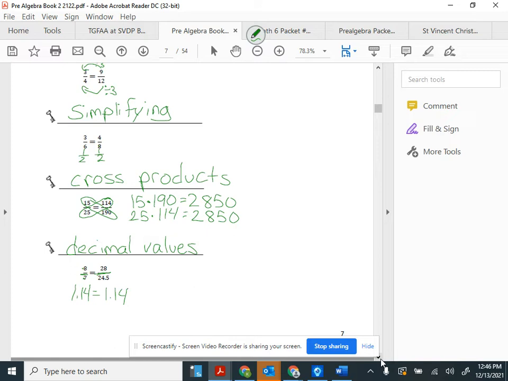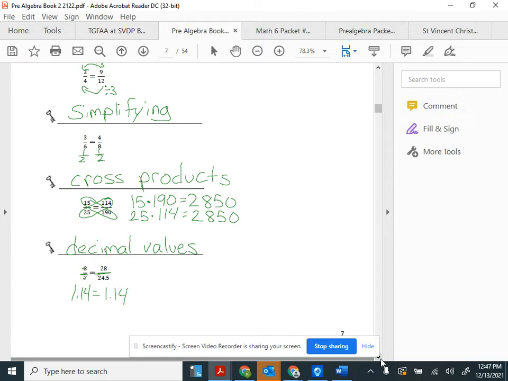The first three, we've done a lot. Multiplying numerator and denominator, dividing the numerator and denominator, simplifying. That's stuff that we've worked with a lot. Now we can also do cross products, and we can do those decimal values to find if these two are in proportion. So they're equivalent fractions, rates, and ratios.